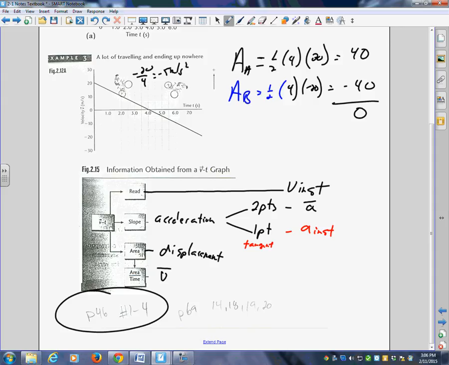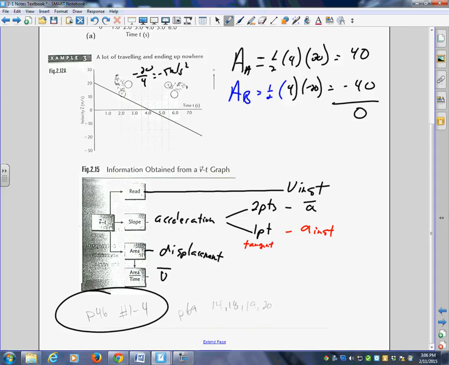On page 46, there are questions 1 to 4, and on page 69, there are questions. If I'm not mistaken, the handout that I gave you, I took page 69 and I reproduced the graph so that you can work on them and not draw on my textbook. Page 69, these are those questions at the end of the chapter.